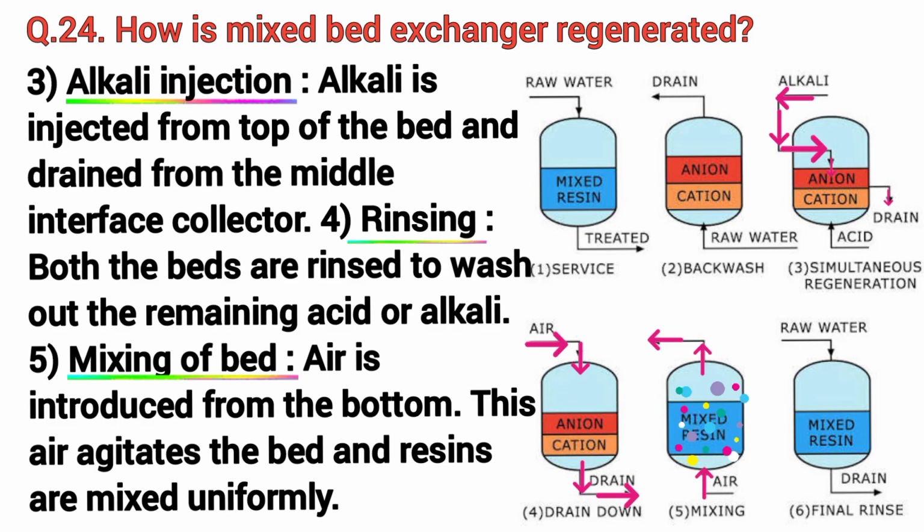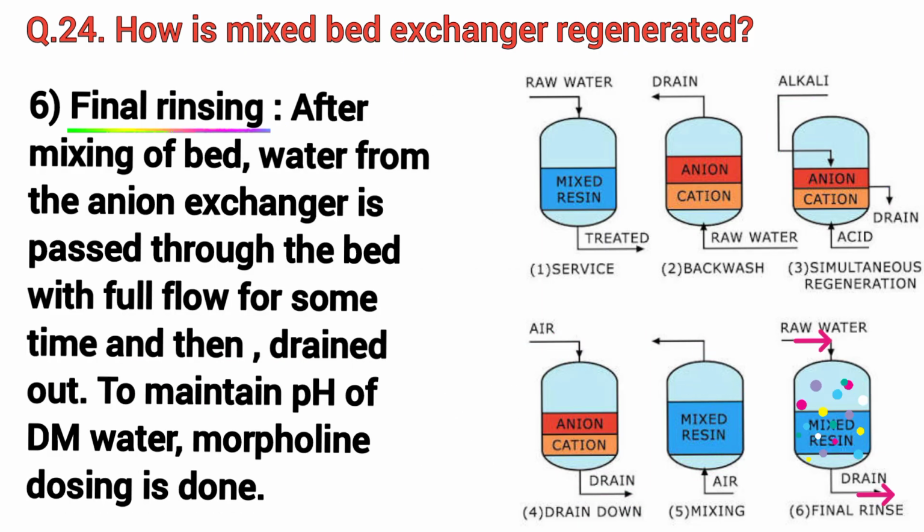Mixing of bed. Air is introduced from the bottom. This air agitates the bed and resins are mixed uniformly. Final rinsing. After mixing of the bed, water from the anion exchanger is passed through the bed with full flow for some time and then drained out. To maintain the pH of DM water, morpholine dosing is done.